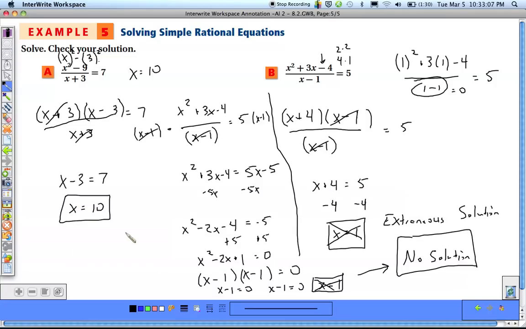Then we really should check that to make sure that it works. 10 squared minus 9 over 10 plus 3. Does that equal 7? 10 squared is 100. 100 minus 9 is 91. 91 divided by 13, that does give us 7, so 10 is our solution.